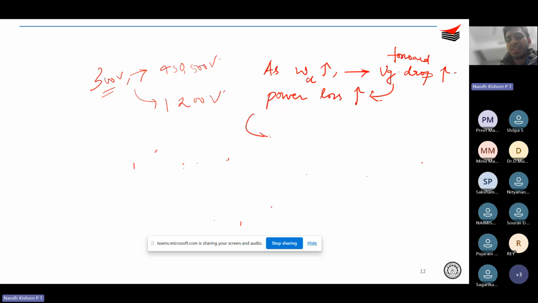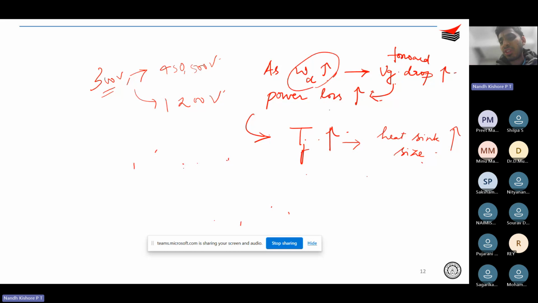If your power loss increases, your junction temperature will increase. You would have studied the thermal aspect, in which you would have understood the relationship between junction temperature and power loss. So your junction temperature increases, therefore heat sink size increases. It has huge repercussions. As the width of the drift region increases, forward voltage drop increases, power loss increases, therefore the junction temperature increases, and heat sink size also increases.